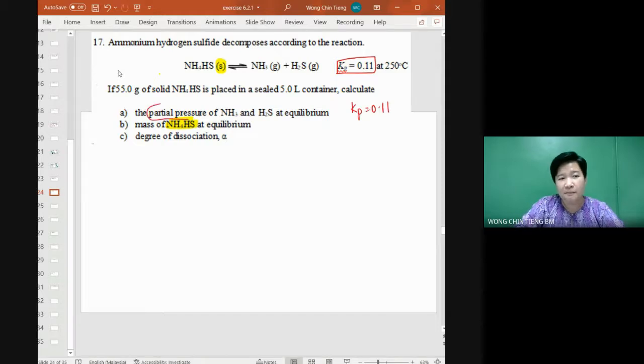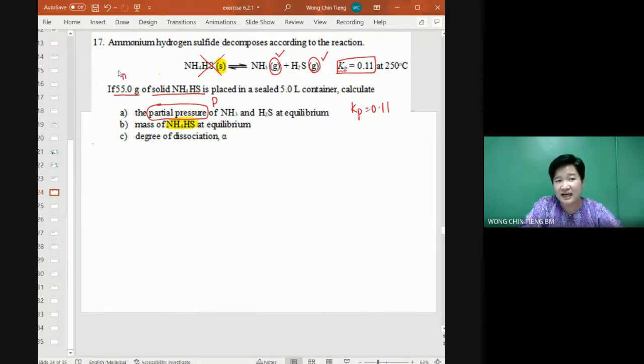Soalan tanya pasal partial pressure. So we will be using a lot of pressure and we will only take count of your gas. Betul? Kita tak guna sebab dia solid. Agree? Okay. So 55.0 gram of solid ammonium hydrogen sulfate is placed in a sealed container.